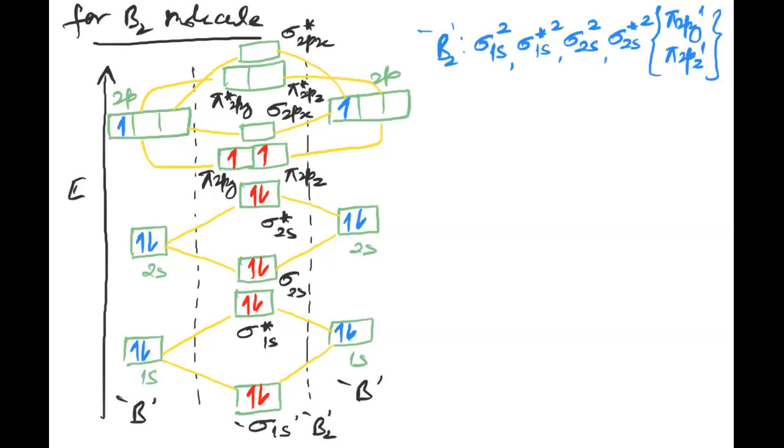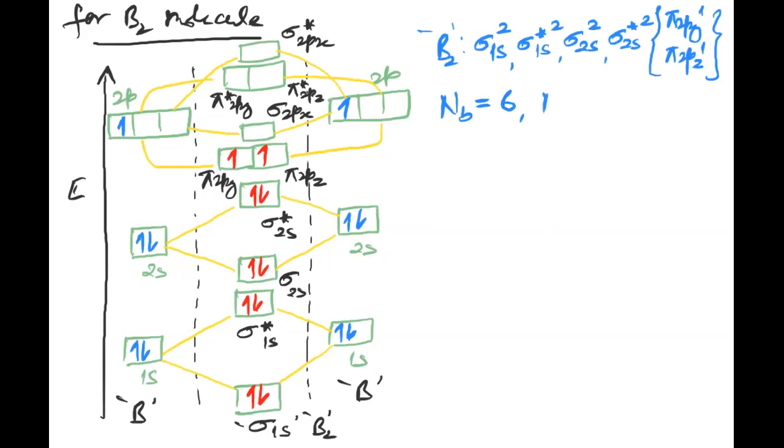As far as the number of electrons in bonding MO is concerned, it is 2, 2, and 2, so 6. The number of electrons present in anti-bonding MO is 4. And its bond order should be half of 6 minus 4, which is 1. So its bond order is 1.